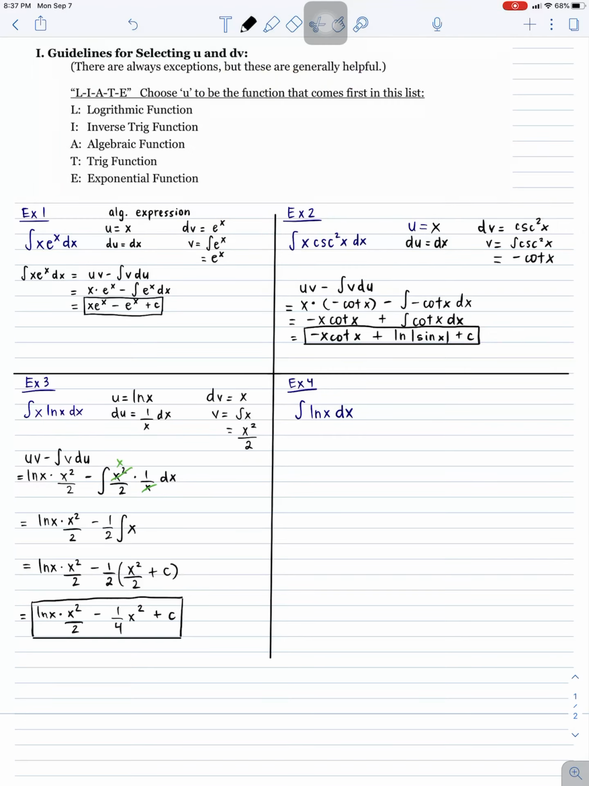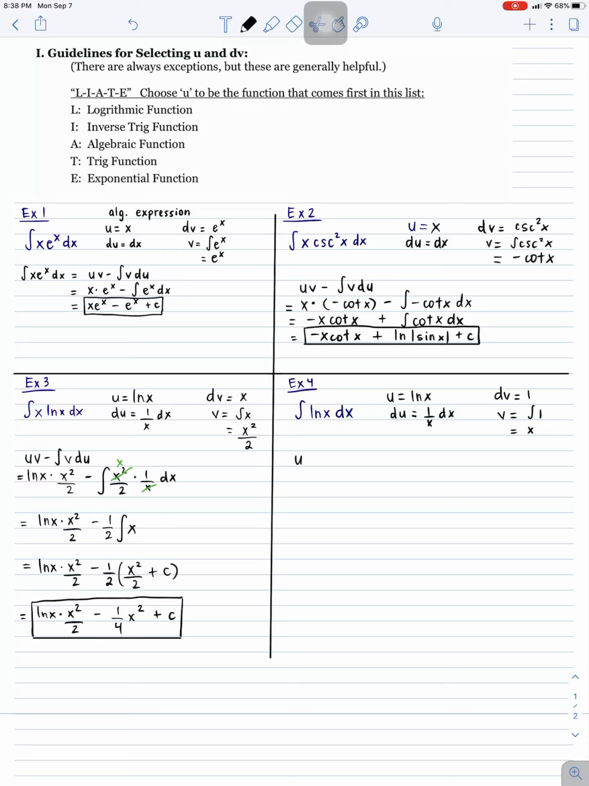And so you're going to follow the lineage thing. So you're going to say u is ln x, therefore du is 1 over x dx, and the rest of it becomes your dv. So your dv is just going to be 1. So therefore v is the integral of 1, which is just x.